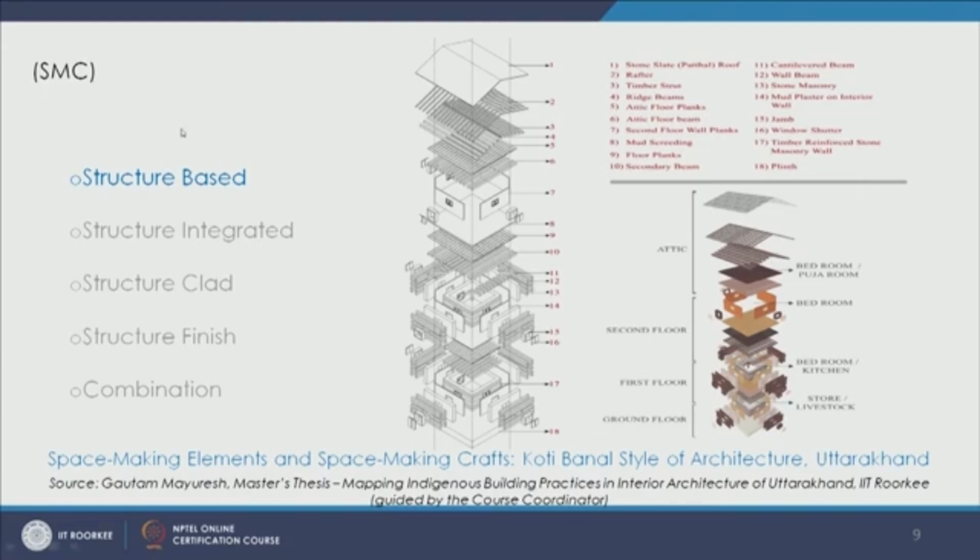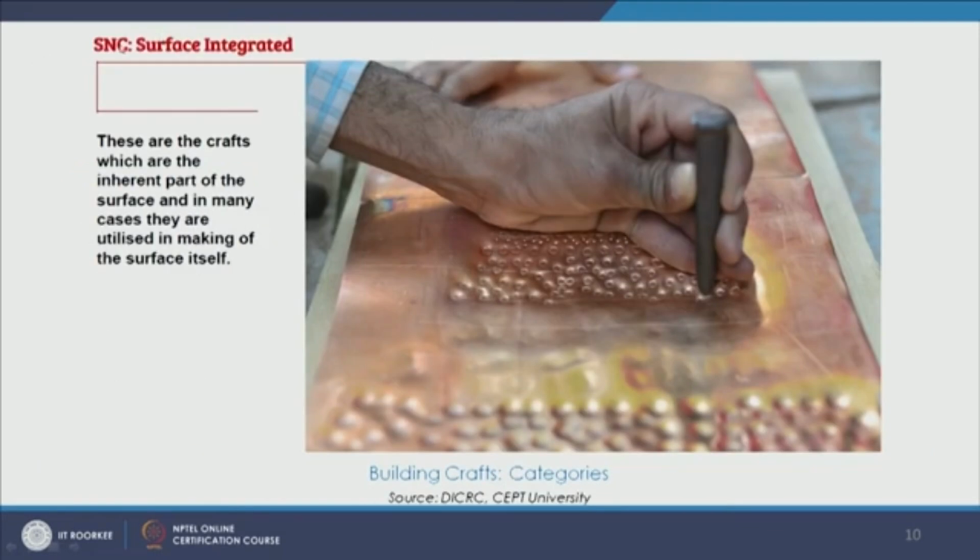So here if we are talking about structure based, this is just one example where we see the structural implication of the making of this space. Surface integrated, the crafts which are the inherent part of the surface, and in many cases they are utilized in making of the surface itself. So here working on the copper, the surface modulations that are happening, they are a part of this base surface and they enhance this surface, they create depth and designs on it and alter the meaning of this plane surface. So these are surface integrated as defined by the ICRC.